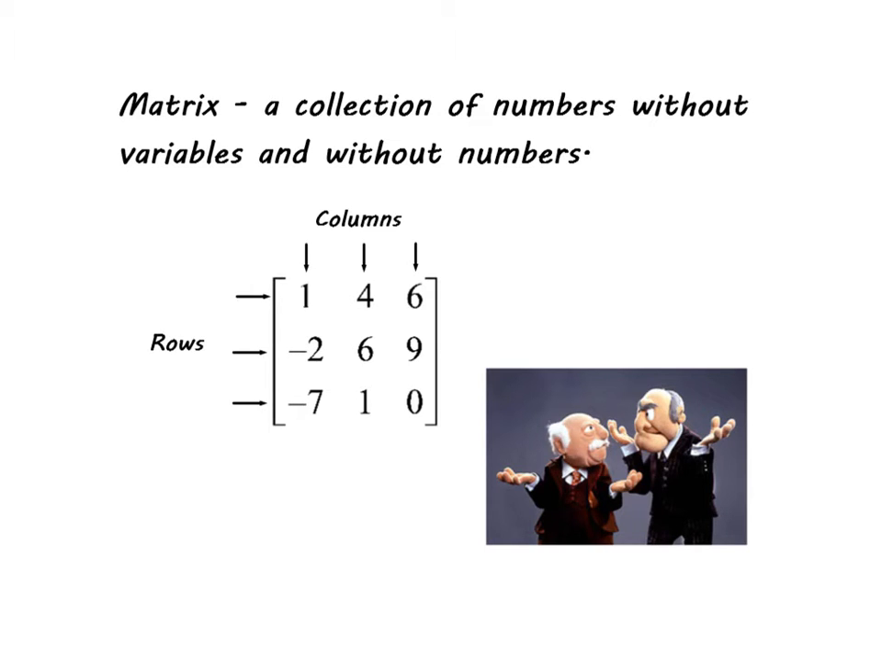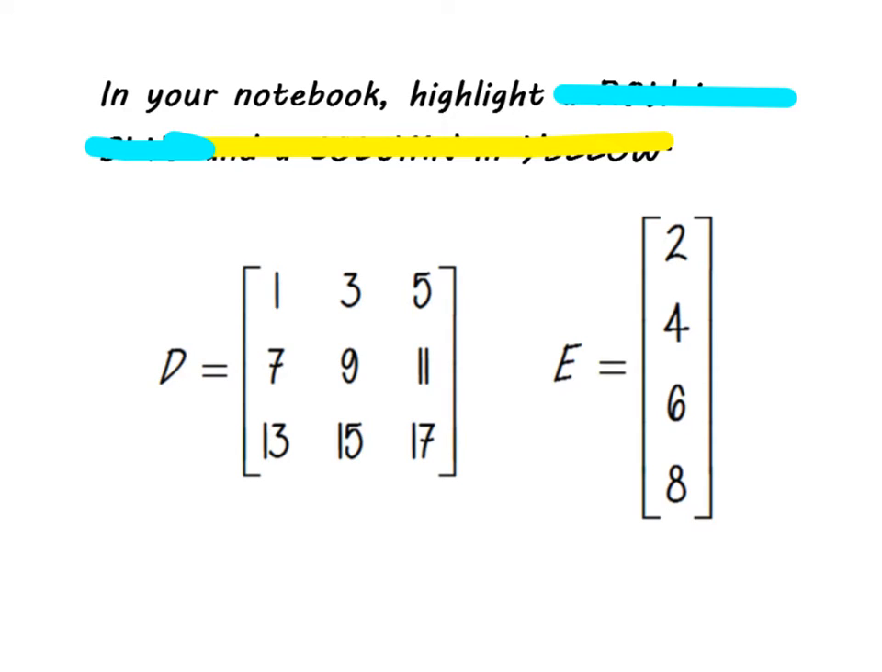So if you look below, I have a matrix. So it is this collection of numbers. It's split into rows and columns. So if you can see, the rows go from left to right and the columns go up and down. It's a little covered up in the video, but it says in your notebook, highlight the rows in blue. So again, rows go from left to right.